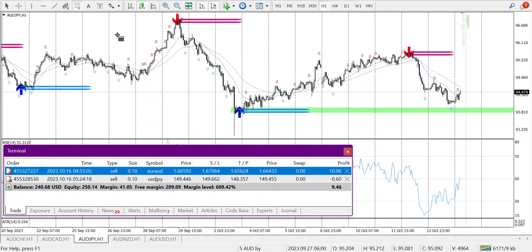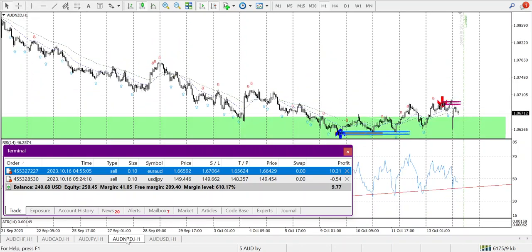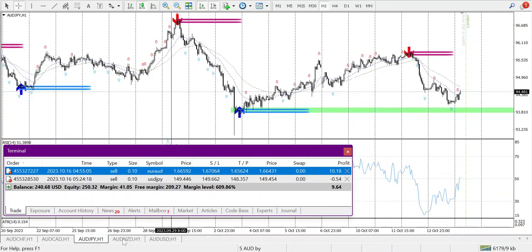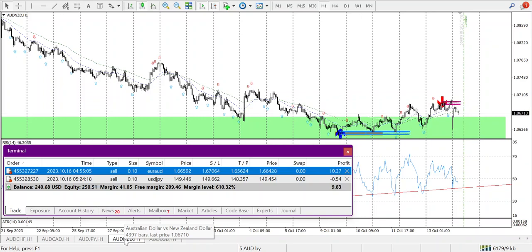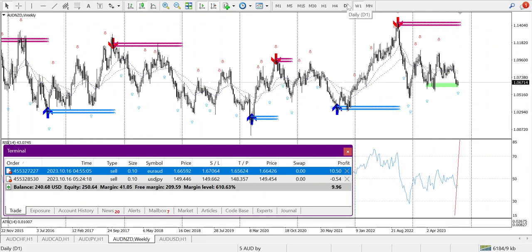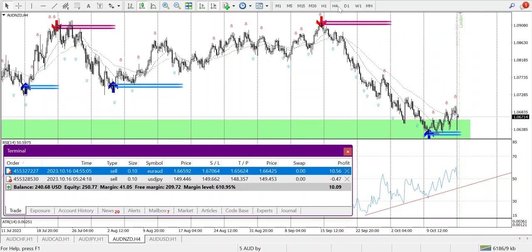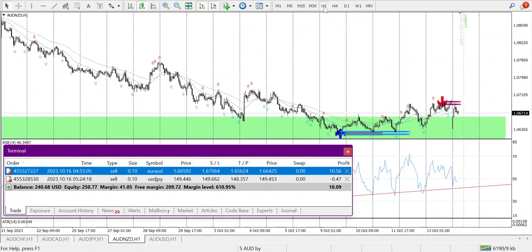So nothing for me to trade here right now, and I'm going again to AUDNZD. I think I've seen this, no? CHF, yeah, I've seen this one. AUDNZD, it broke out of the range, it's coming down on weekly, daily, and hour four. It was a zone breakout, but not so strong.